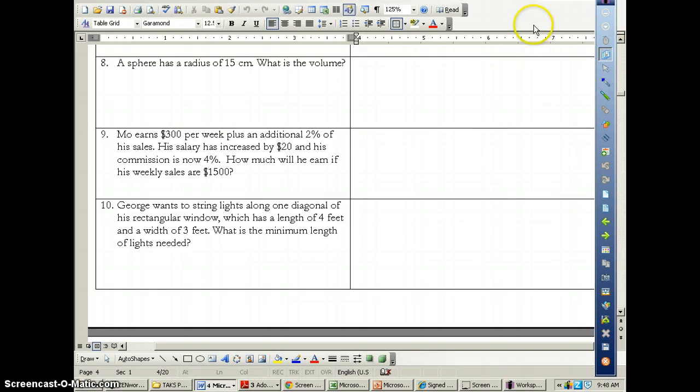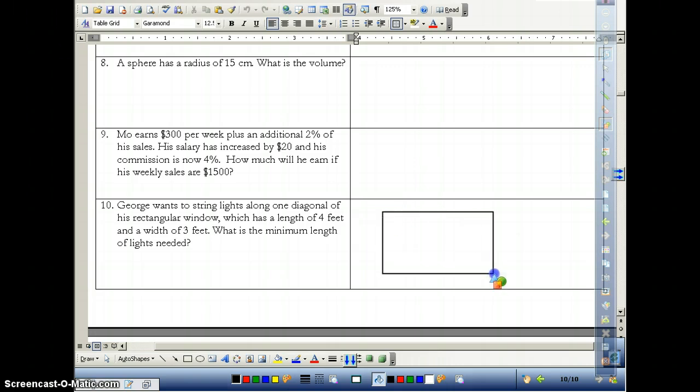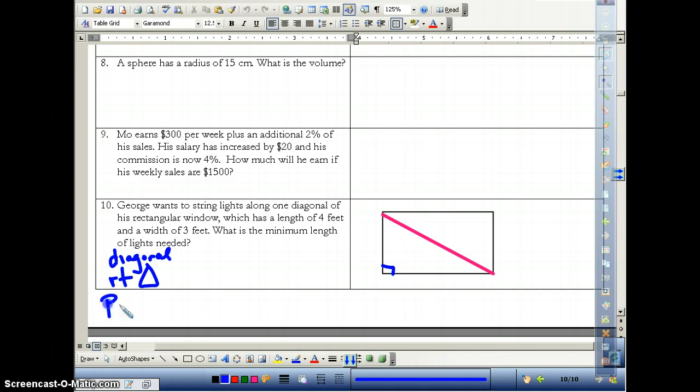All right, number 10. George wants to string lights along one diagonal of a rectangular window. Let's get us a rectangle. I have a rectangular window, and he wants to string lights along one diagonal. Diagonal is a clue word that you just took a square or rectangle and made it into a right triangle. And anytime you see the word diagonal, or anytime you create a right triangle, you should be thinking what? Yep, Pythagorean theorem. a squared plus b squared equals c squared. The most important side to label correctly is c, your diagonal or your longest side.